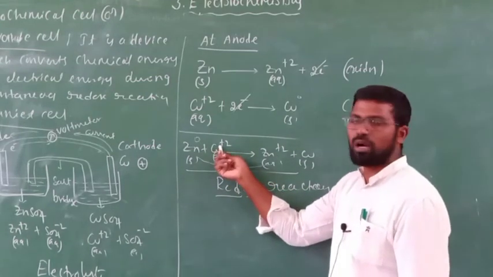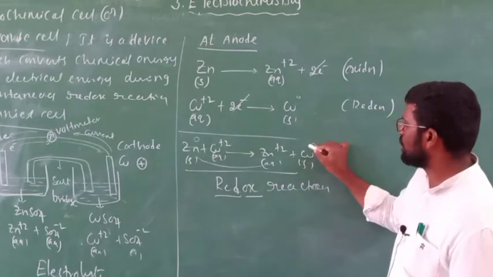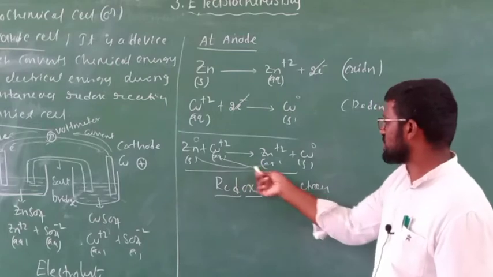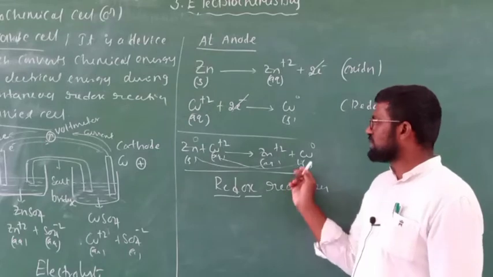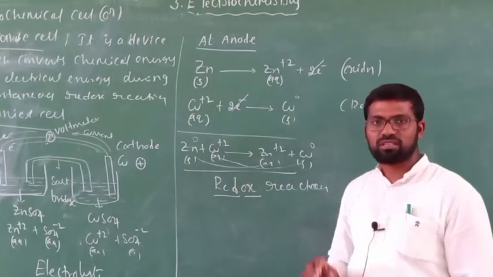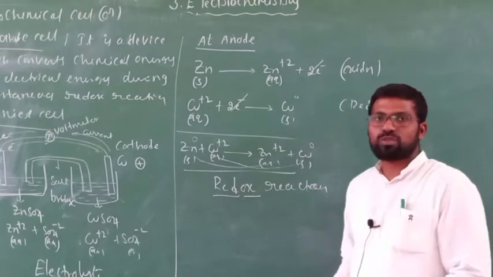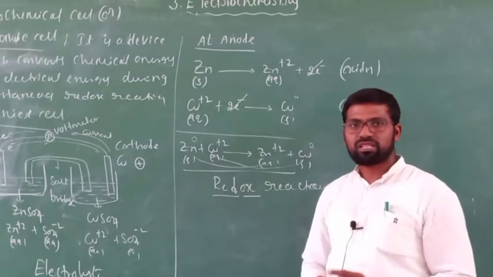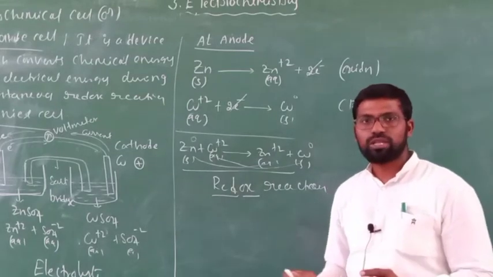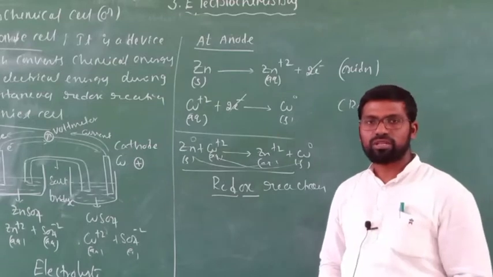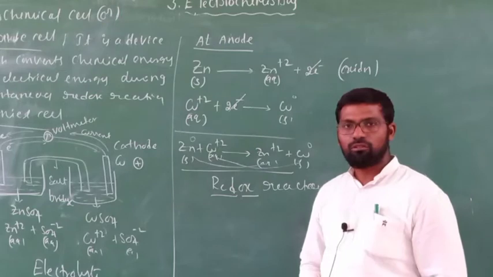And for Cu plus 2, the oxidation number of copper is here plus 2, and here the oxidation number of copper is 0. Here decrease in oxidation number is reduction. So reduction is taking place. Since both processes are taking place in the same reaction, it is called a redox reaction. During this redox process, there will be some chemical free energy changes. So during this, chemical energy is converted into electrical energy. So that's how a galvanic cell works.